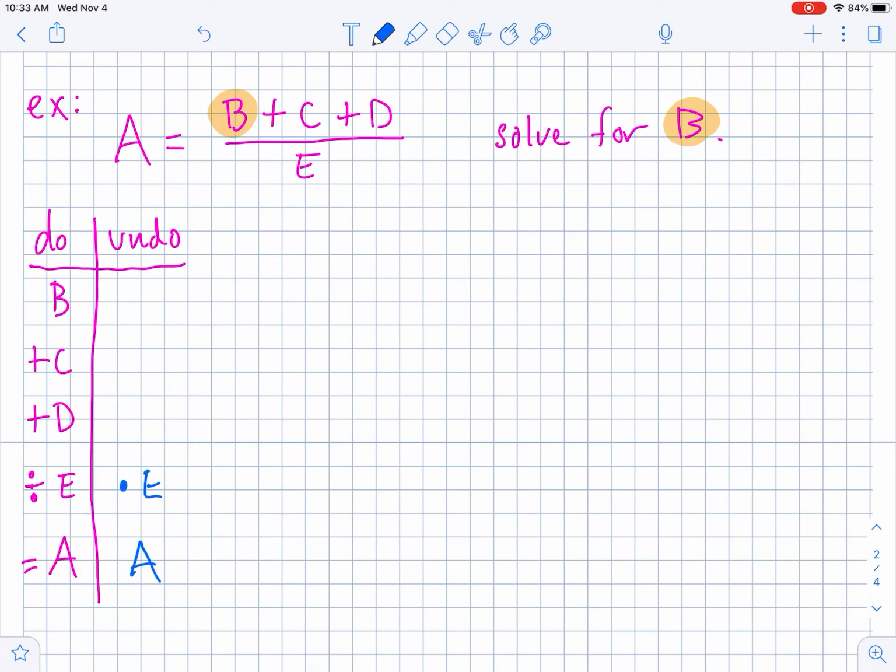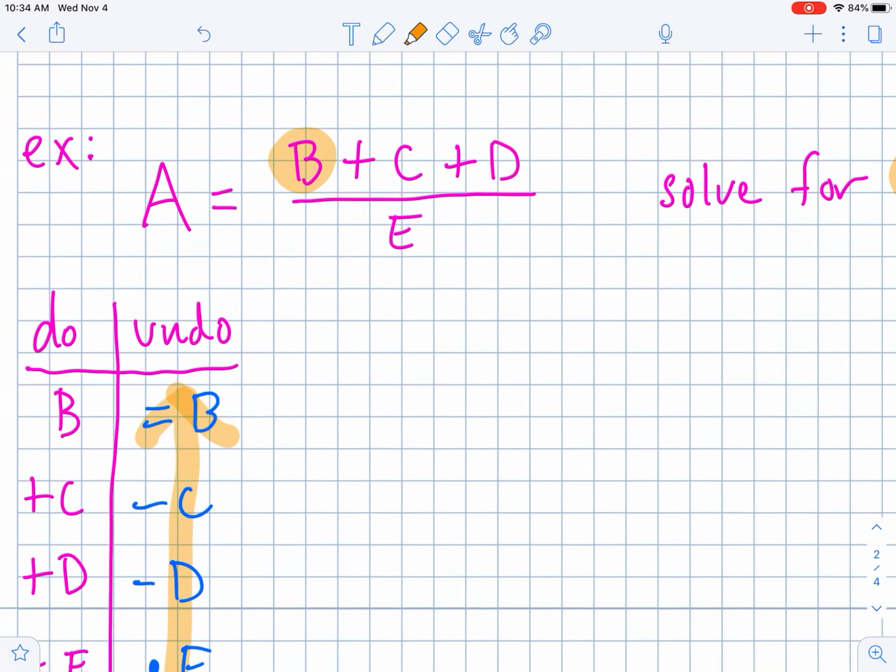So, if we build up the undo table, start with a, opposite of divide by e is multiply by e. Subtract d, subtract c, and this should be equal to b. So once again, this is your answer going this way. It's like a times e minus d minus c is equal to b.